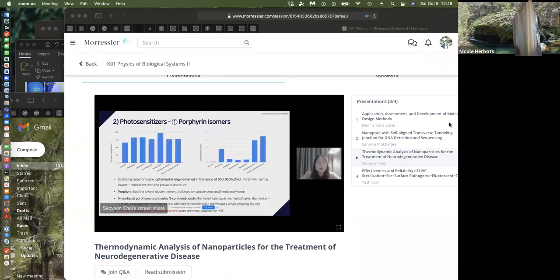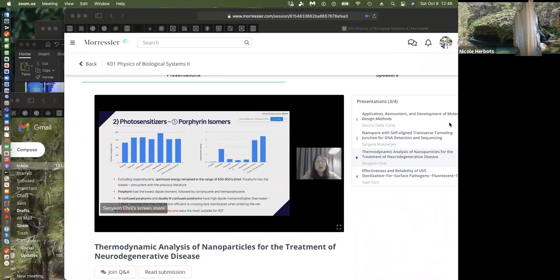Excluding the isoporphyrin, the molecule we see right here, optimized energy remains in the range of 650 to 850 kilojoules per mole. Porphyrin had the lowest optimization energy, which is concurrent with the previous literature. Porphyrin also had the lowest dipole moment, followed by corrphycene and hemiporphycene, as you can see from the graph. However, we noted that N-confused porphyrins and doubly N-confused porphyrins had high dipole moments, in fact higher than water, meaning that they may be less efficient in crossing lipid membranes when entering the cell.